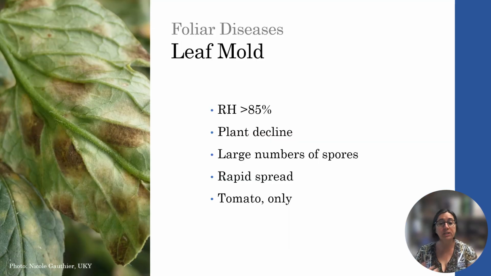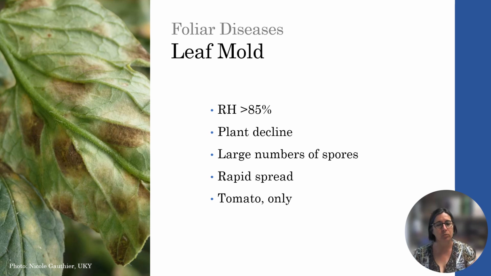All right, so let's switch gears now. Let's go to foliar diseases. Leaf mold is our first foliar disease that is listed as a priority of high tunnel tomatoes. Leaf mold is a fungal disease and it likes a lot of humidity. It likes a lot of water. So relative humidity above 85% is usually going to trigger a leaf mold infestation or epidemic.